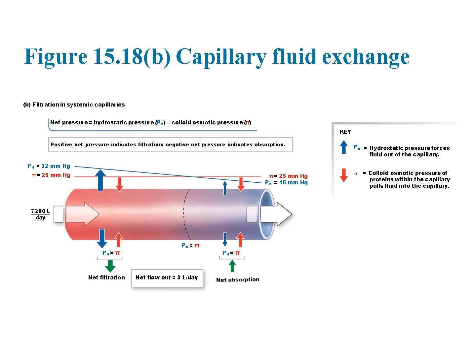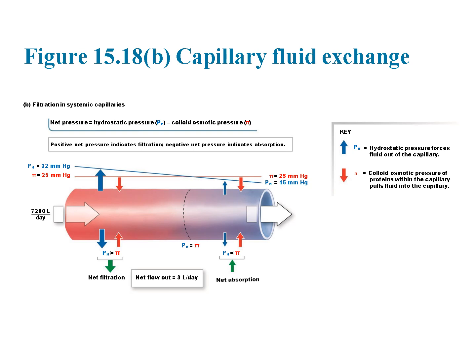These forces determine whether fluid moves out of the capillary into the surrounding tissues or is reabsorbed back into the bloodstream. Hydrostatic pressure is the force exerted by blood against the capillary walls, pushing fluid outward. Colloid osmotic pressure, represented by pi, is generated by plasma proteins inside the capillary and pulls fluid back into the bloodstream.